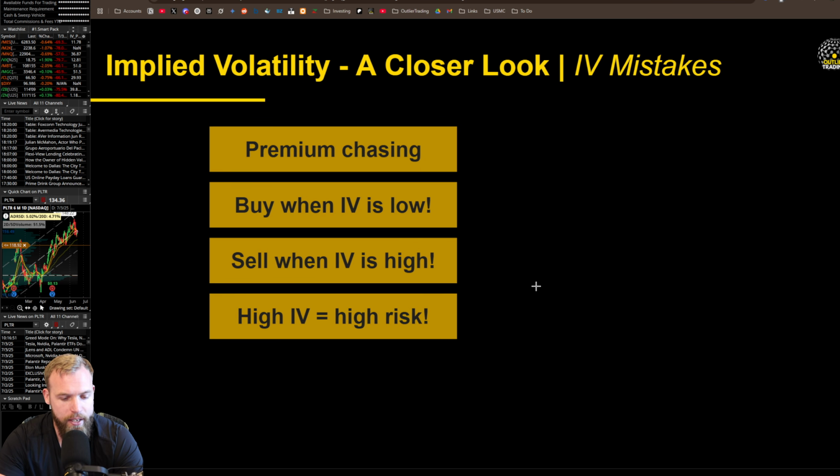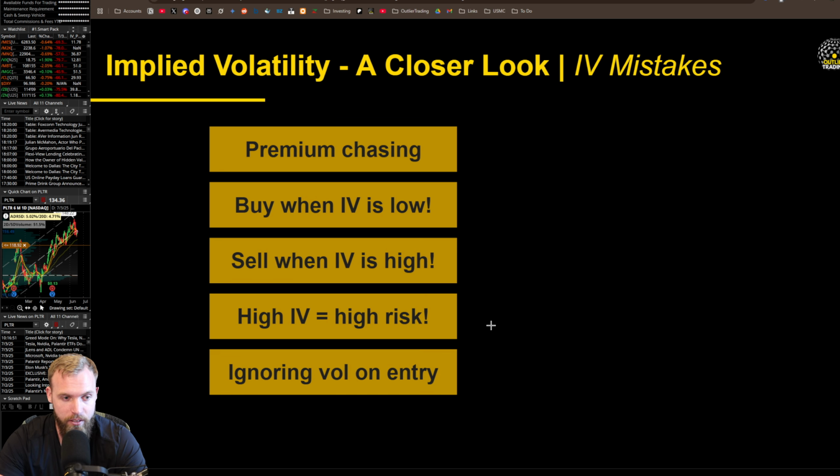Next, high implied volatility equals high IV risk. It's not so much the case. It just means higher movement. One of the benefits here is that if you're selling options, you tend to collect more. Now, high IV can be high risk for sure, but it's not because it's high IV inherently. It's just because of what it means: that the stock moves a lot, but it's not inherently super risky.